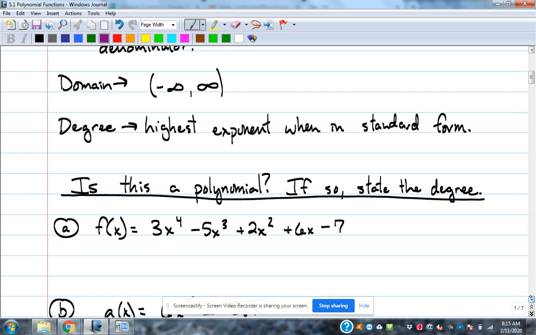Are any of those negative exponents? No. Are any of them fraction exponents? No. So it meets those requirements. Are there any fractions with x's in the denominator in the problem? No. Are all the coefficients in front of the x's real numbers? Yeah, we're good. Okay, so this one is a polynomial. What is its degree? 4. It's a 4th degree polynomial.